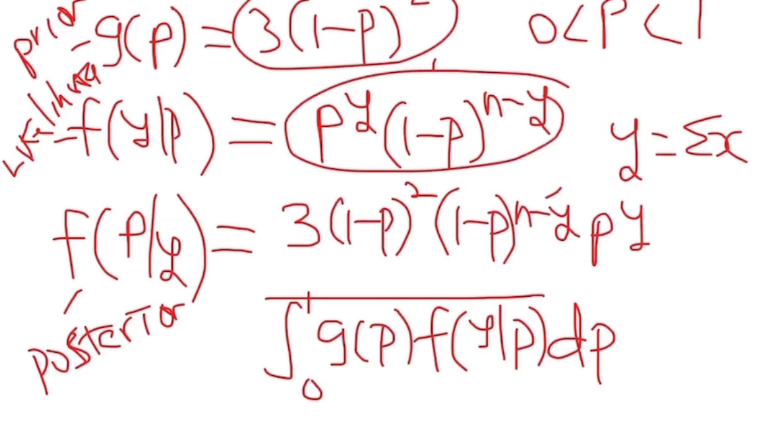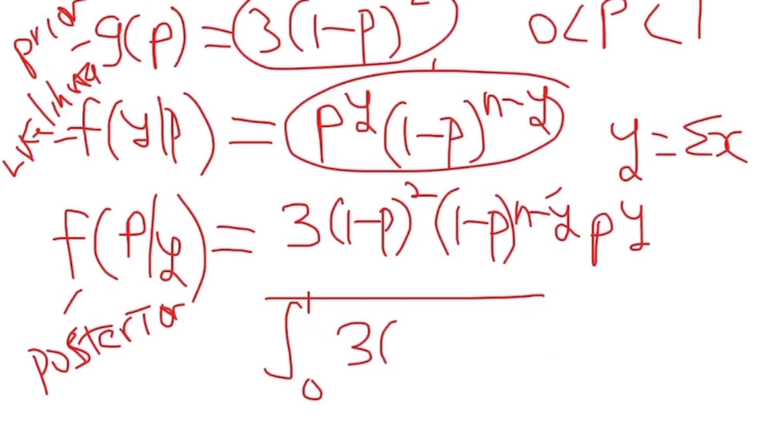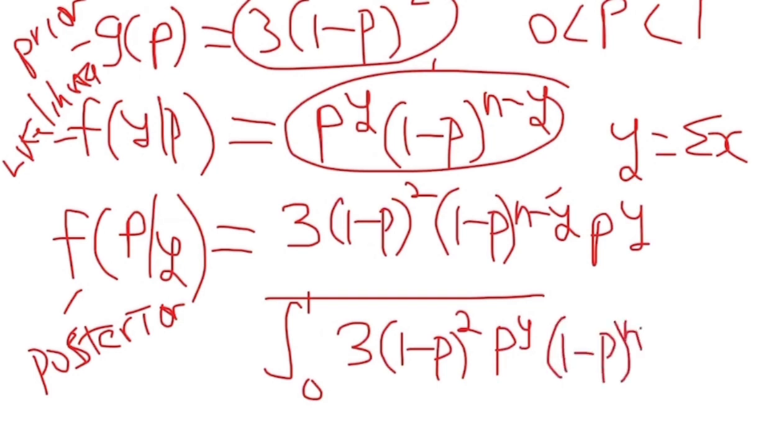And I'm also going to integrate that here, 3 into (1 minus p) squared, p^y, (1 minus p) raised to the power n minus y, dp. Now, because I'm integrating with respect to p, I can cancel out anything that is a constant. That can go away. This is a constant. That is no longer going to be part of what I want to do. Moving forward, I'm going to combine this and that.